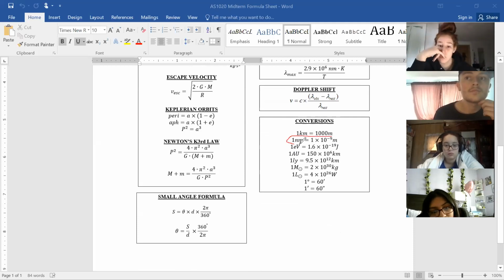Notice 1 nanometer is a billionth of a meter would be right there. Okay. But don't get cocky and think this is going to be easy because you still have to know what the units are for all of these things.